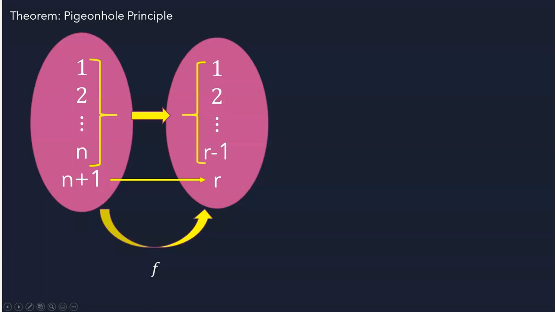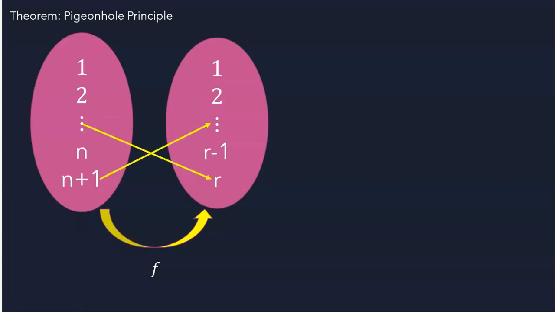I know that this part cannot be 1 to 1 by our inductive hypothesis. I'm going from something from n to something less than n. This part can't be 1 to 1, so I don't care what this is doing. The problem comes if n plus 1 is going to somewhere in the middle and something in the middle is going to r. Then I can't use my inductive hypothesis. I need to wiggle it.